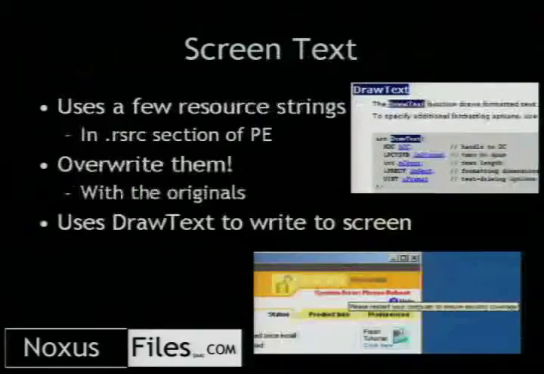So we win. Now the screen text. It uses a few resource strings in the .rsrc section of the portable executable. For those of you who do not know, the PE is the format: you have an exe file, you run that, that's PE. So you see all these system error messages and whatnot. Well, we can just overwrite them with our own. Sounds good. It uses DrawText to write this to the screen. That's, I believe, a GDI call. If I'm not mistaken, I think it's in user32.dll, but that's not important right now.